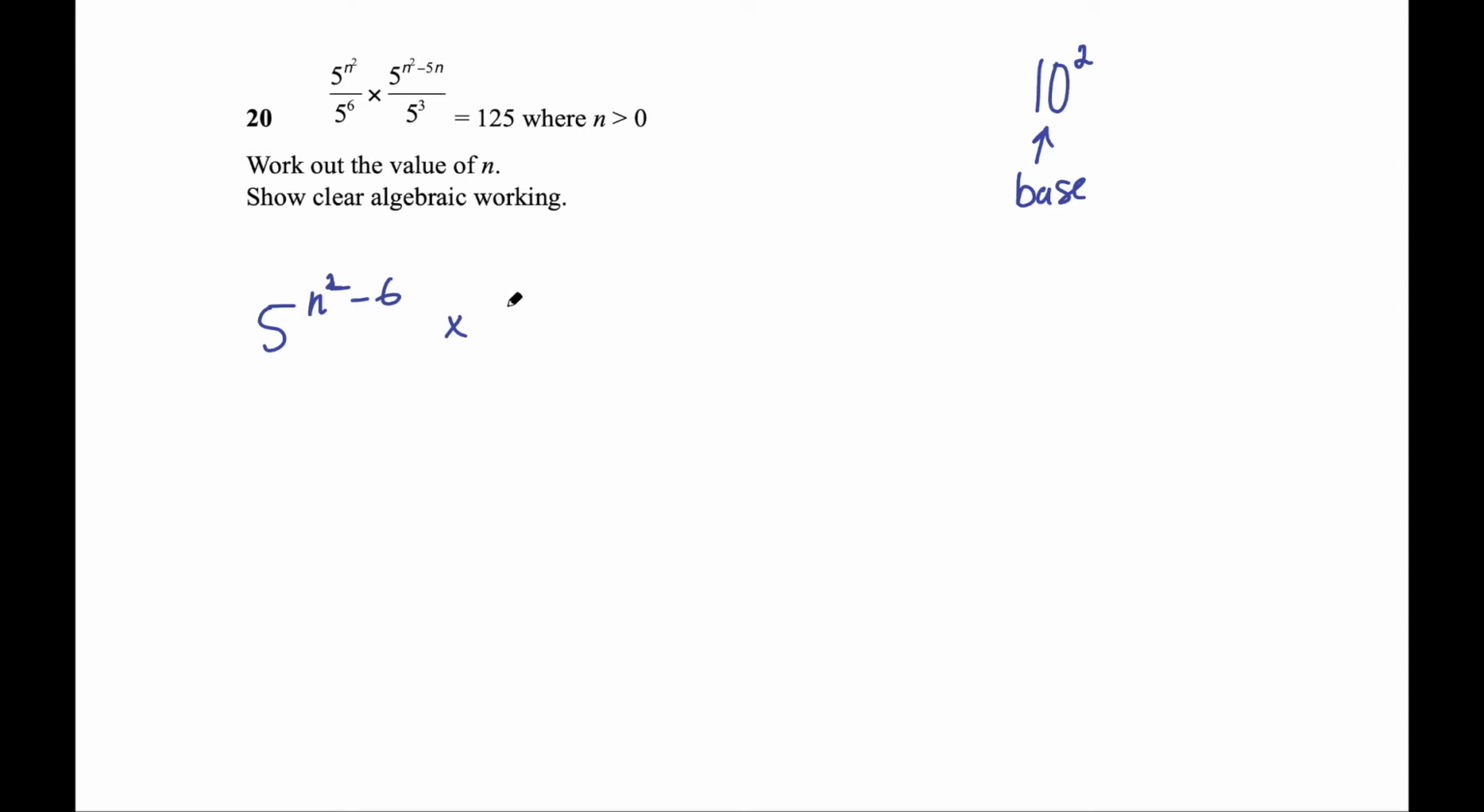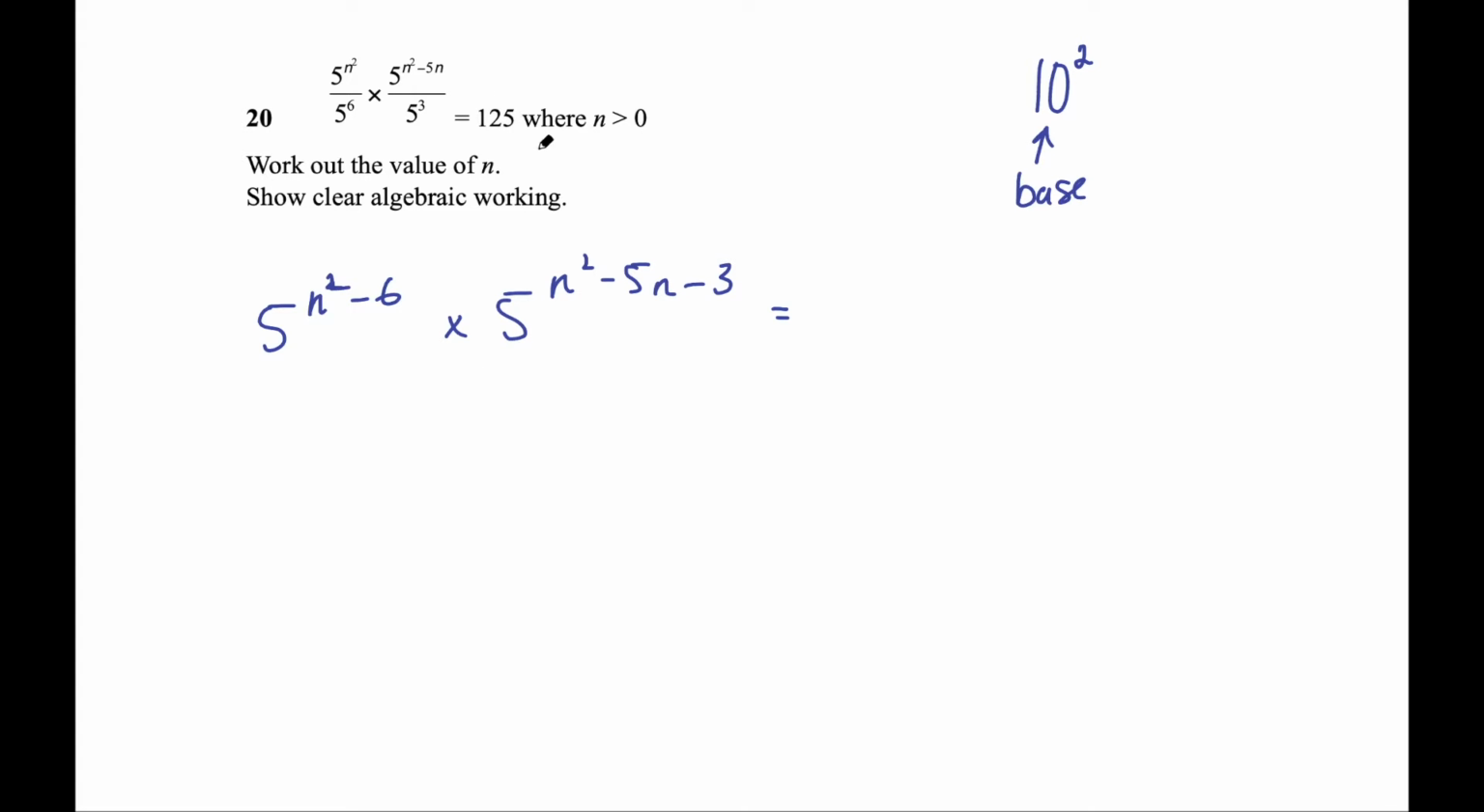I can write as 5 to the power of n squared take 5n take 3. Again, I've subtracted those exponents and simplified it that way, and this is equal to 125. Now another thing you need to understand here is this is going to involve writing everything as base 5 in order to equate the exponents.